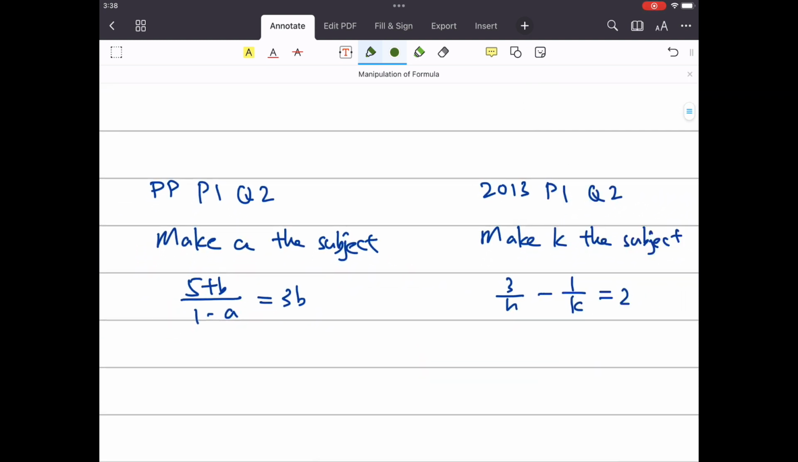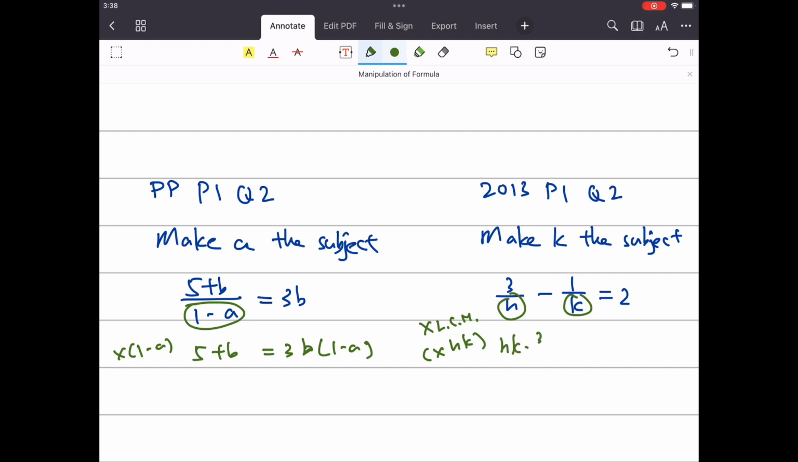For the one on the left, we have 1 minus a as the denominator, so we multiply this part to both sides in order to get this expression. On the right, you can see there are 2 denominators, h and k. So we need to multiply the LCM, which is the least common multiple, or to make it simple, we multiply it by hk, the product of the 2 denominators. Here, I write down the steps in detail for easy understanding. If you can master this step, you may skip this one and get this step directly.